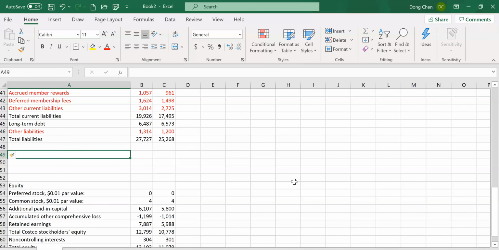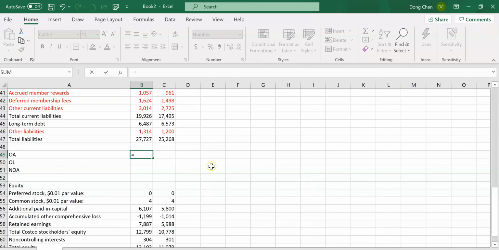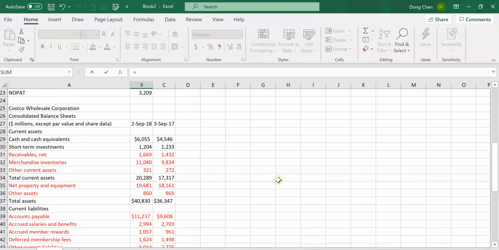So I just add this. Let me first do the calculation for operating asset and then for operating liabilities, and then based on the difference between these two, we do the calculation for the net operating asset. So operating asset, this is simply adding up all the asset side items marked in red.